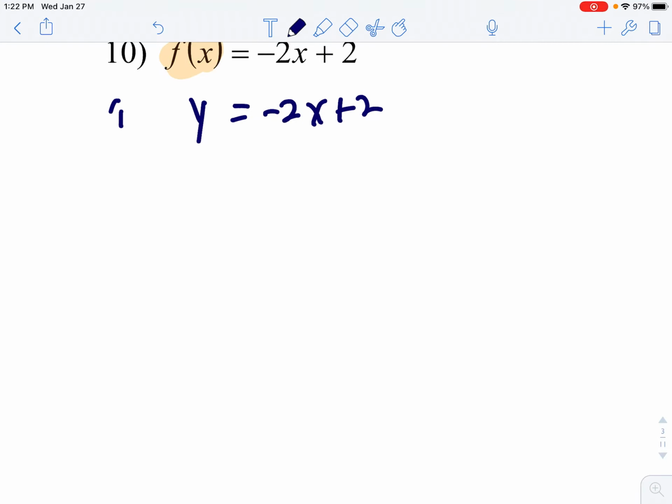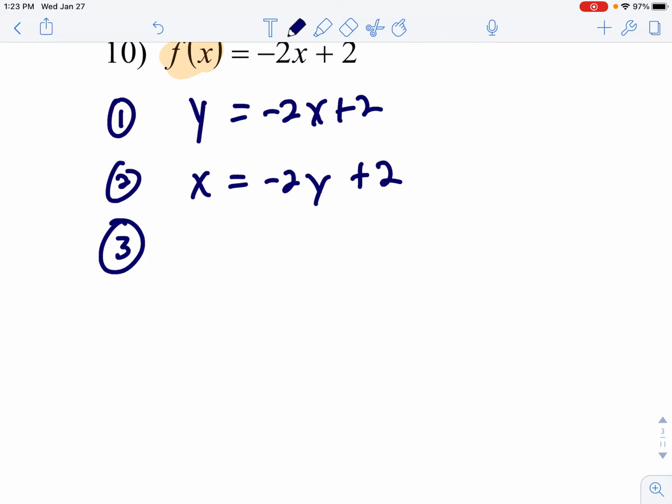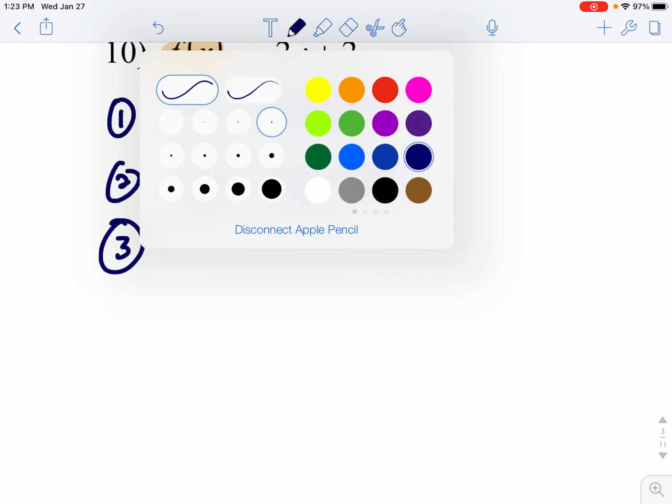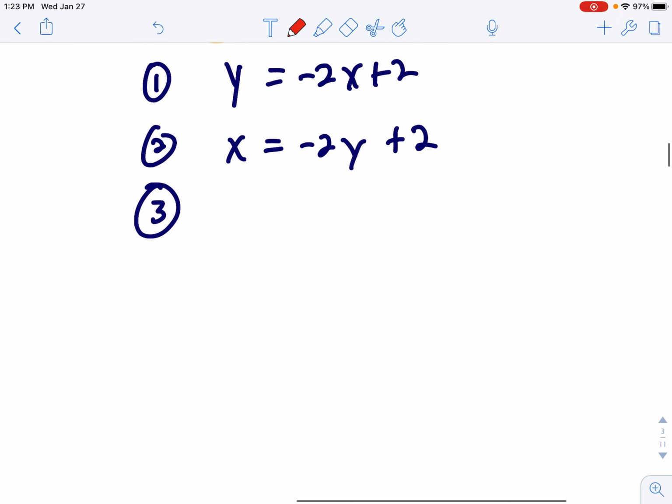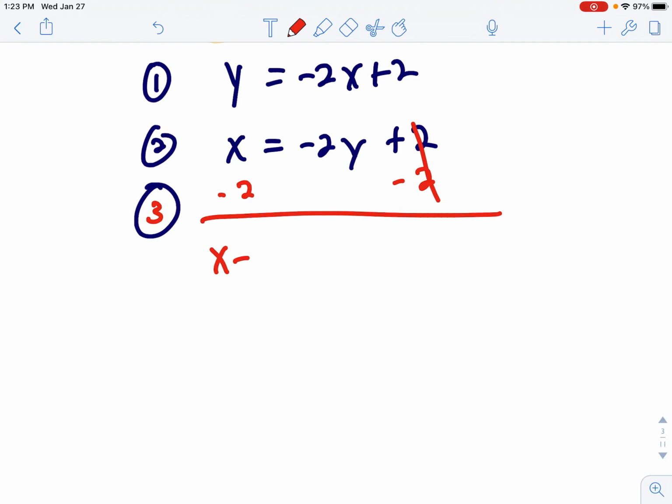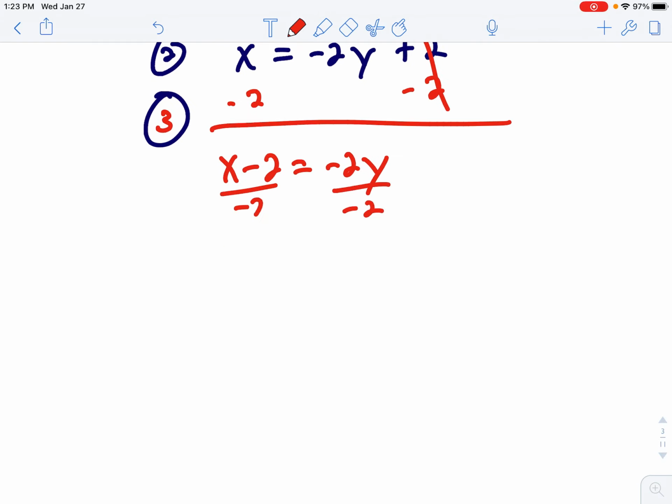So that's step 1. Step 2, switch x and y around. X equals negative 2y plus 2. That's the inversion right there. We're inverting the x and the y. Step 3, solve for y. Well, step 3 usually takes a few steps, and I'm going to do this one in a different color so it stands out. So here, let me do 3 in red. So how do you solve for y? Well, I'm going to minus 2 on both sides. X minus 2 equals negative 2y. Then I'm going to divide both sides by negative 2 and get x minus 2 over negative 2 equals y.